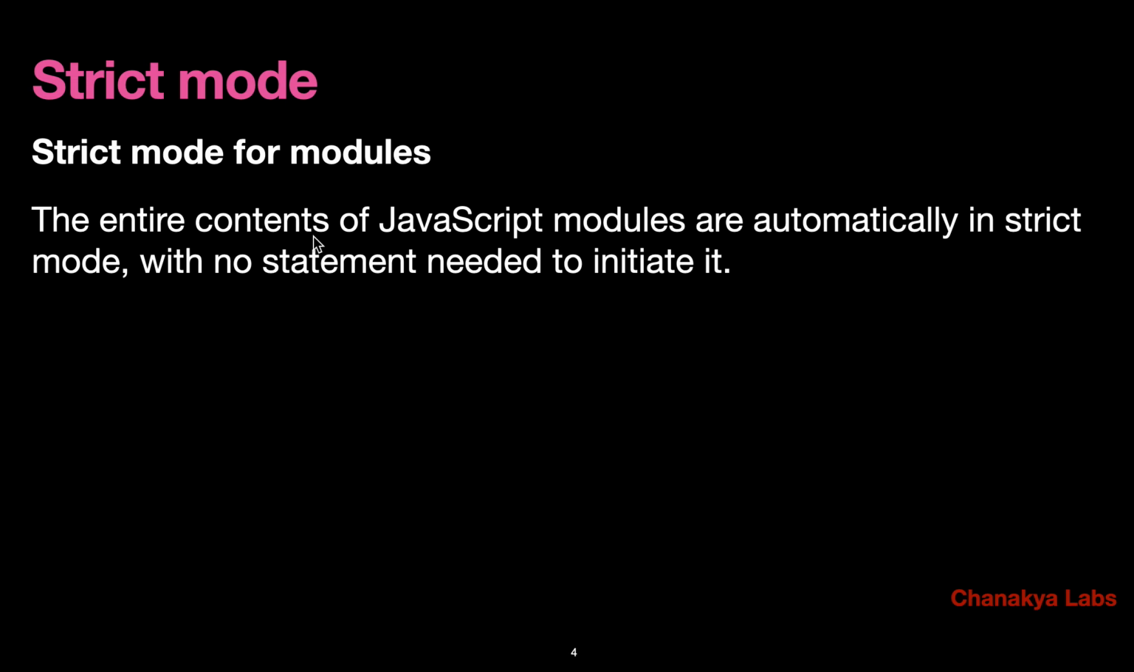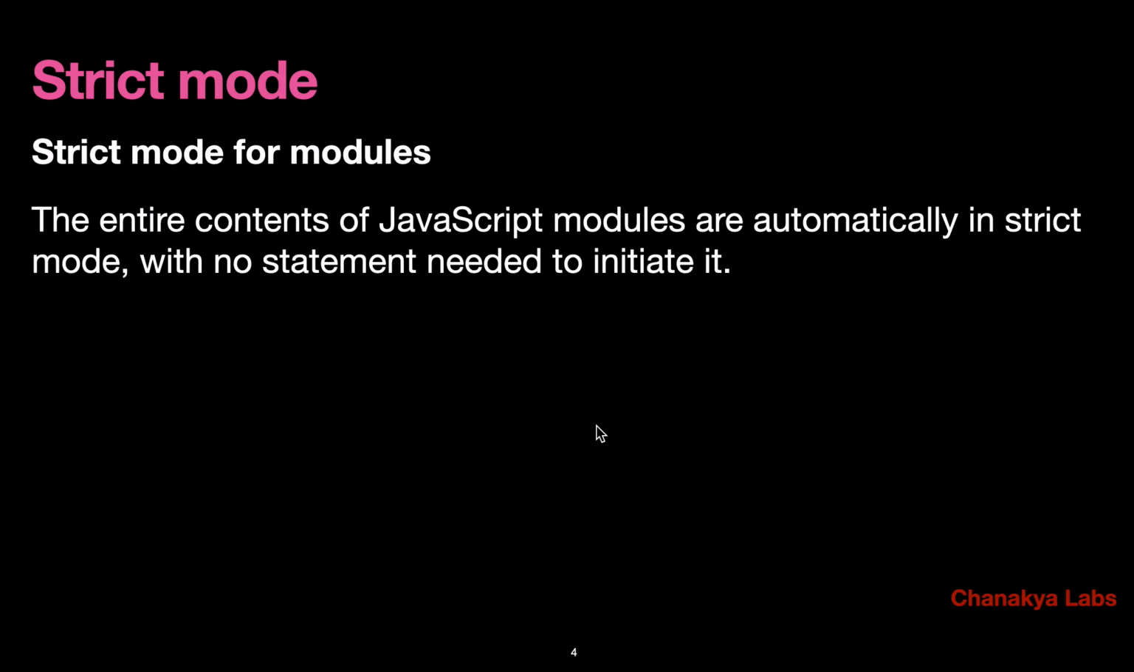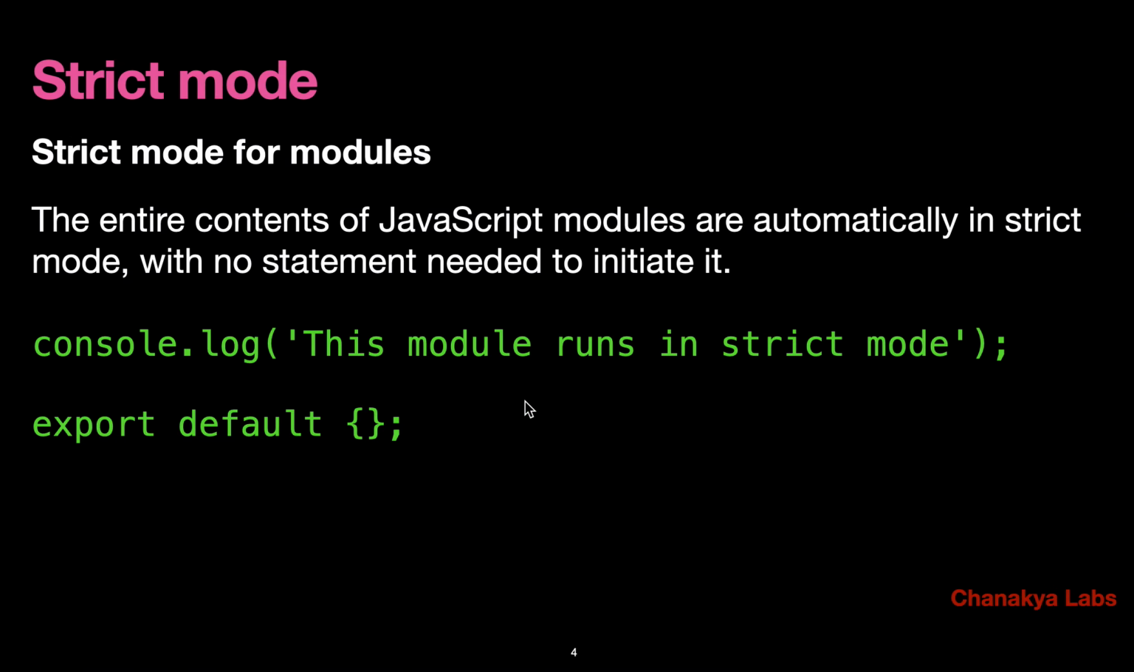So modules are a place where the entire contents of JavaScript modules are automatically in strict mode, and no statement is needed to initiate it, right? You don't need to write "use strict" or anything inside modules. Okay, that is one place where it is done automatically. So this is something like this.